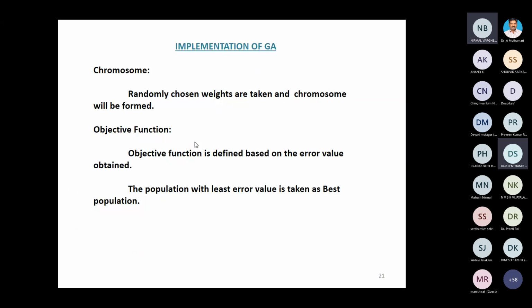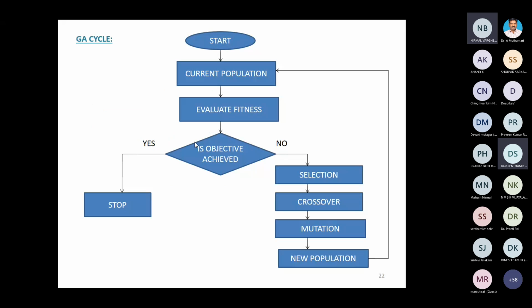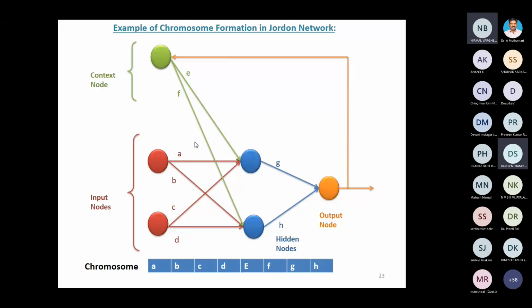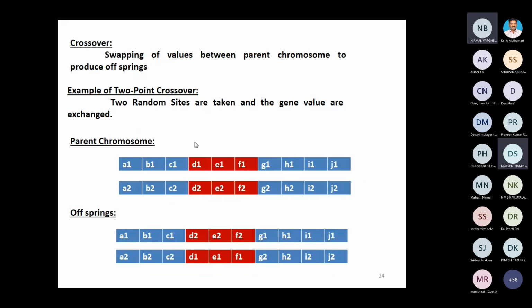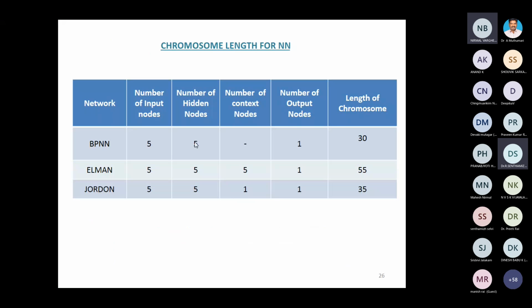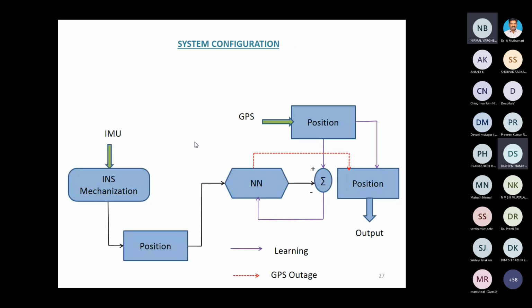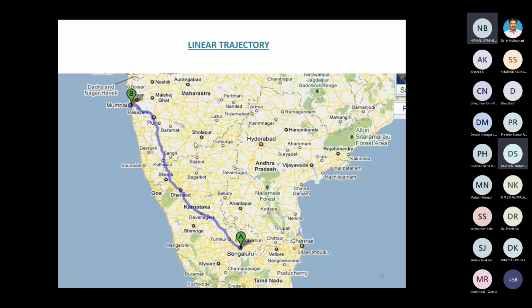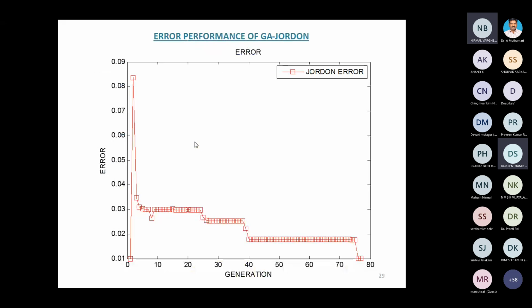Now I have implemented the chromosome concept and the objective function concept, and this is the cycle we already discussed. This is the architecture of the GA-based recurrent Jordan network. And this is the way you form your chromosome, crossover, all those things. This is the length of the chromosome we consider for the operation. This is the system configuration we implemented. And this is the trajectory we made from our input values of INS in terms of latitude, longitude, and altitude. And this is the error.